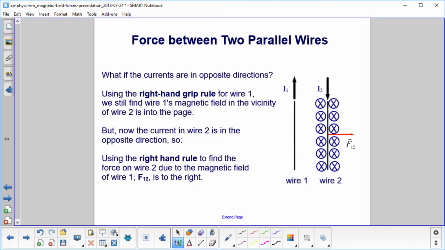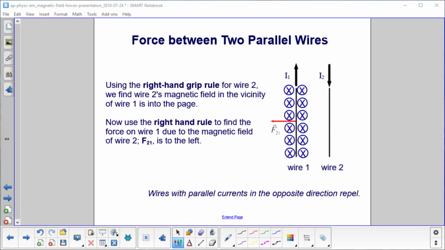What if the currents are in opposite directions? You can probably predict this now, but we're feeling a little shaky because the last prediction may not have worked, so let's work it out. Use the right-hand grip rule for wire 1. You still find wire 1's magnetic field in the vicinity of wire 2 is into the page. But now the current in wire 2 is in the opposite direction, so we point our fingers down. We face our palm into the page. Which way is the thumb pointing now? To the right. So the force that wire 1 exerts on 2 is to the right.